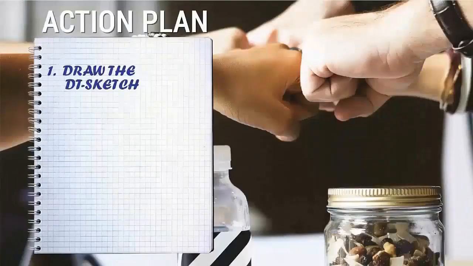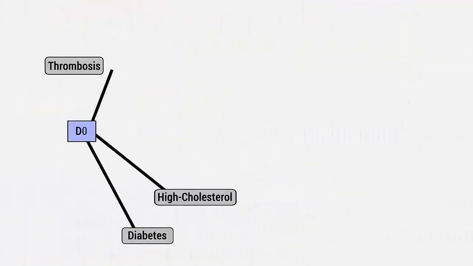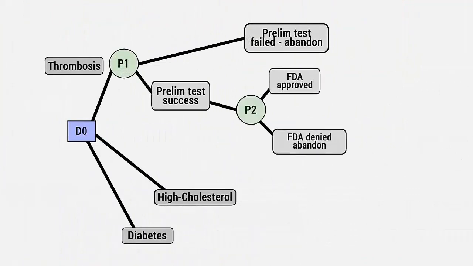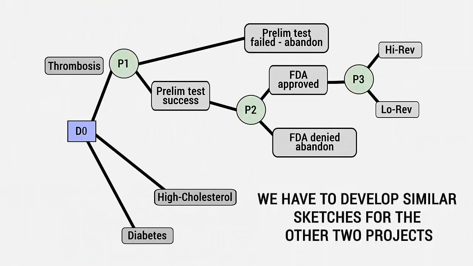First, draw the DT sketch, then develop the Excel model, then plot the DZone map, and finally study the uncertainties. Here we have the sketch for the decision tree. We have 3 options, and let's focus on thrombosis. If the preliminary tests are successful, then we proceed for FDA approval. And if FDA approval is granted, we proceed to market, and there is a potential for high revenue or low revenue. Similarly for the other two projects.